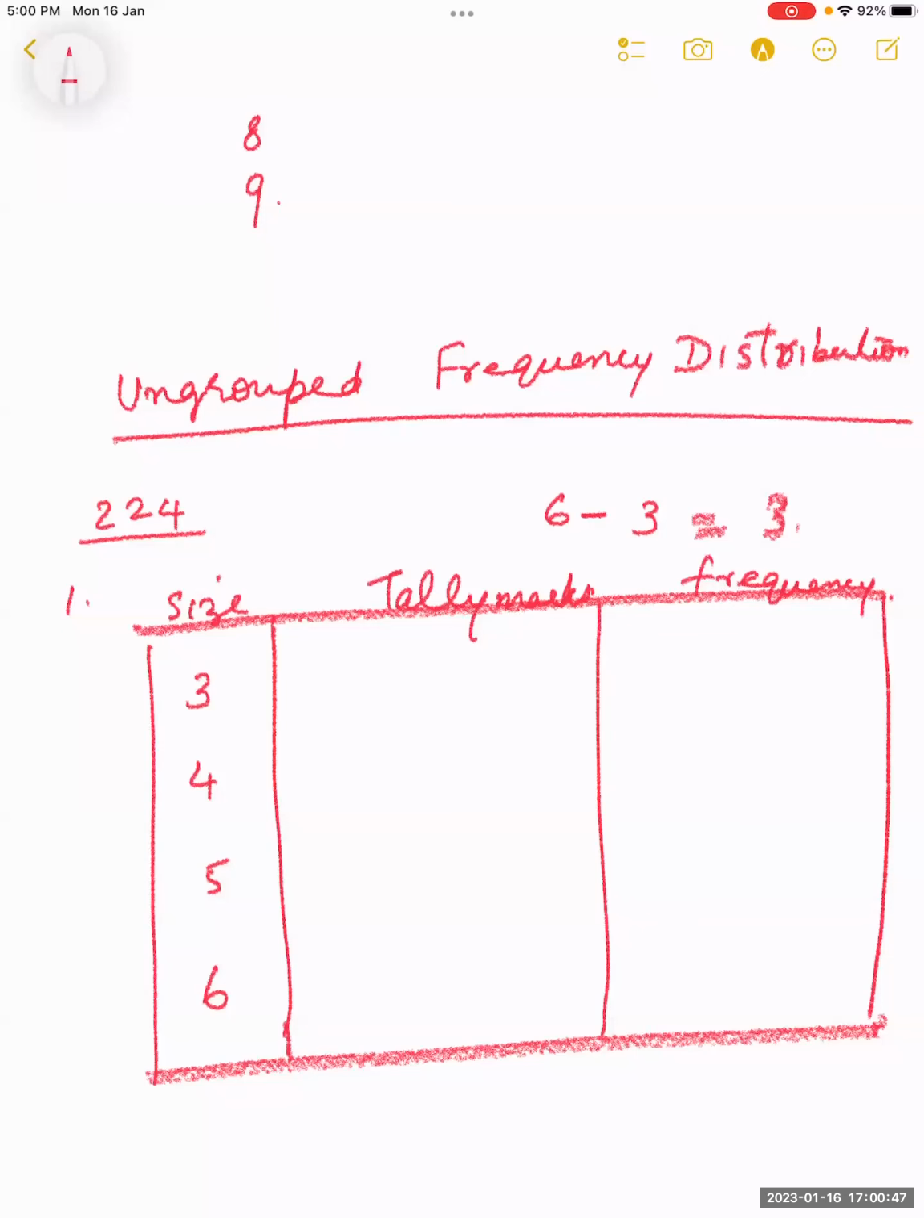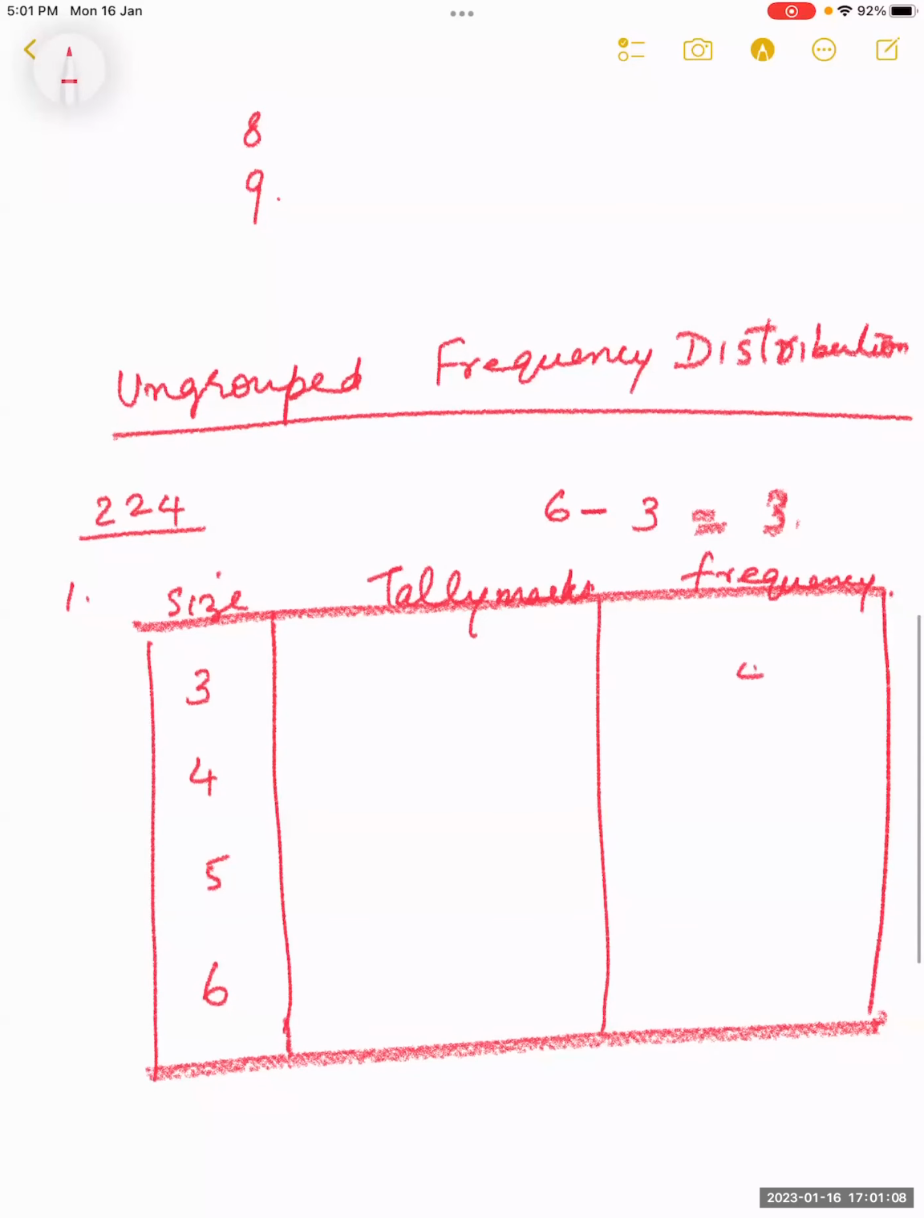So how many times is 3 coming? 4 times, right? 3 is repeated 4 times. 4 is repeated 3 times. 5 is 1, 2, 3, 4 times. And 6 is the max, it seems. Yeah, 8 times. After putting these numbers, 4, 3, 4, 8, you need to add them. Add the frequency and see, are you getting 19 or not? You have to double check whether you have missed marking any frequency. So make sure you do that and then put the total frequency as 19.